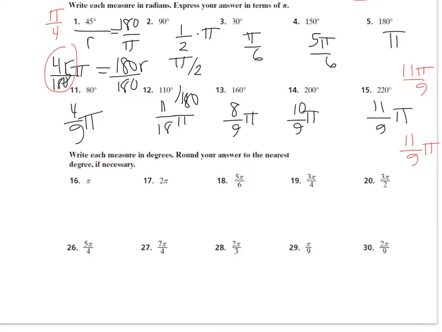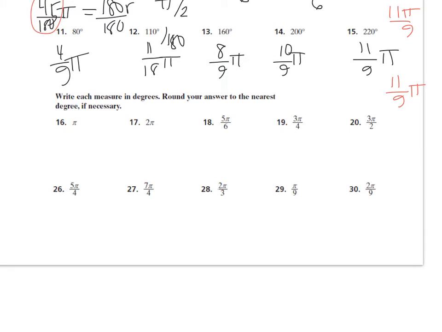Down here, to write in degrees, what you're going to do is multiply by 180 and then divide by pi. Up here we divided by 180 and multiplied by pi, but this time I'm going to do the opposite, or the reciprocal of it. So these two will cancel out, so pi is the same thing as 180 degrees. So this is going to be 2 pi times 180 divided by pi, which is 360 degrees.